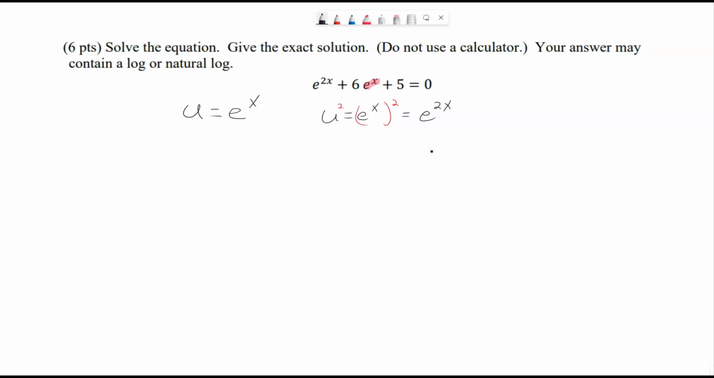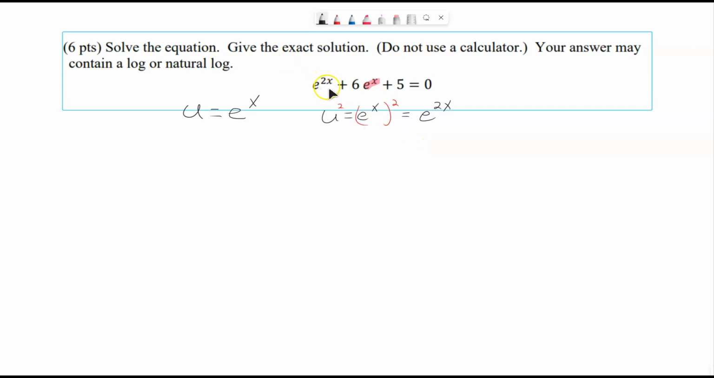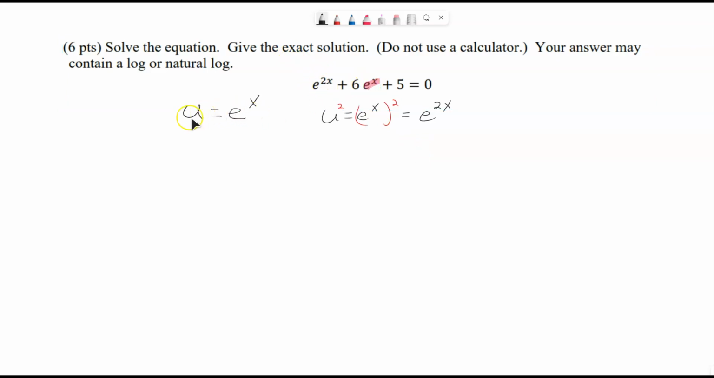This is perfect. This e to the 2x that we started with, that's going to be u squared. And the 6e to the x is going to be 6u. So we've converted this to a quadratic equation. U squared plus 6u plus 5 equals 0.